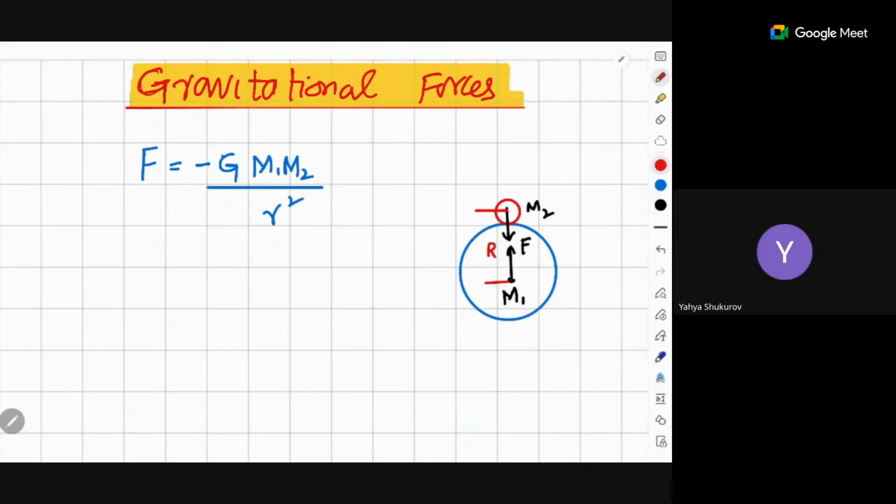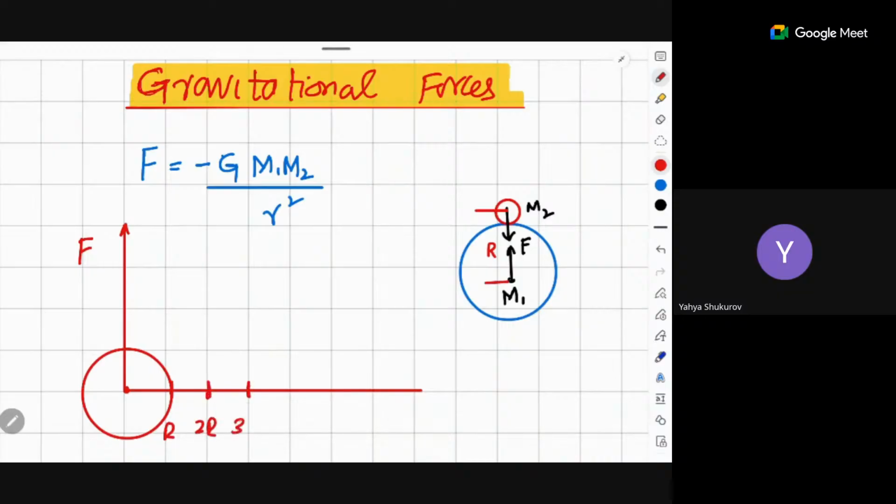Now I will talk about another, very interesting situation. If that body is moving away from this, it was at rest, so it was having the maximum force. But once the body is moving away, I am connecting the new topic with this one. So this is, let's say, the planet, and this is its r, this is 2r, this is 3r, this is 4r, this is 5r, this is 6r, and this is 7r, and so on.